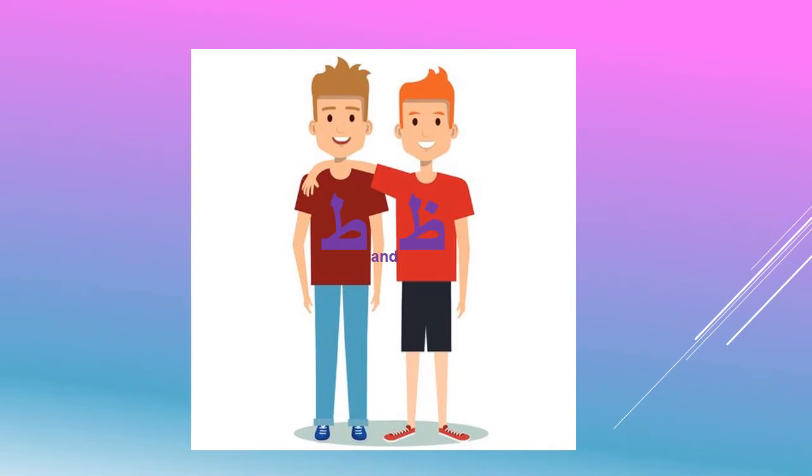Now, do you remember these two letters from last week? Ta and Dha. They are very heavy sounds and they are brothers. Dha is the one with a dot on top and Ta is the one with no dot.